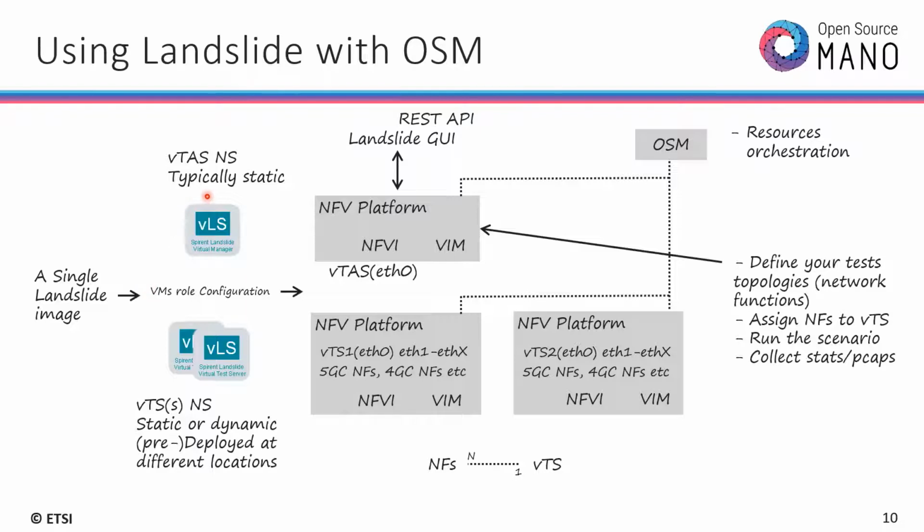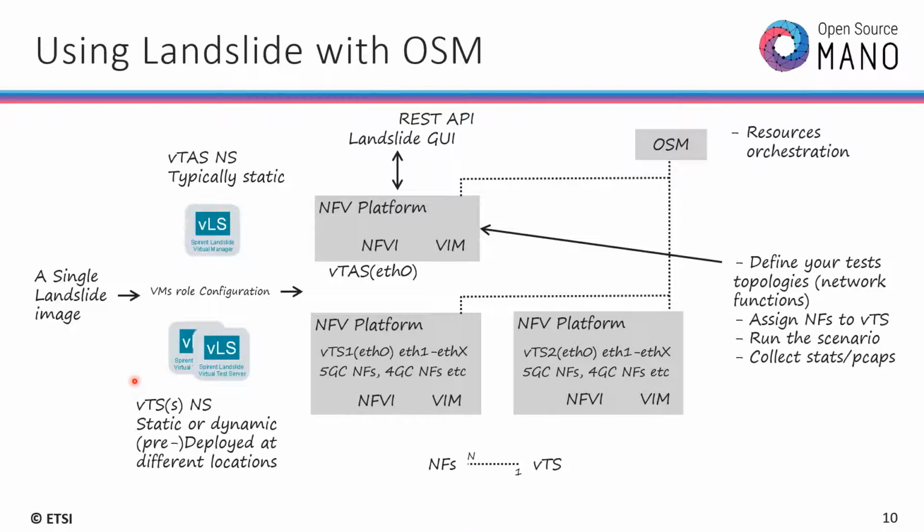Typically, you will first need a virtual TAS, because that will be the one in charge of hosting your test cases and also hosting the test results for post analysis. This is typically a static entity. If you want, you could deploy it via OSM as a network service, or sometimes you could just have a hardware-based appliance there, or a virtual machine that you have deployed manually for this purpose. It all depends on how you want to perform your testing.